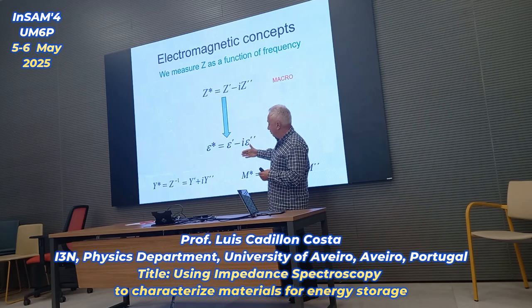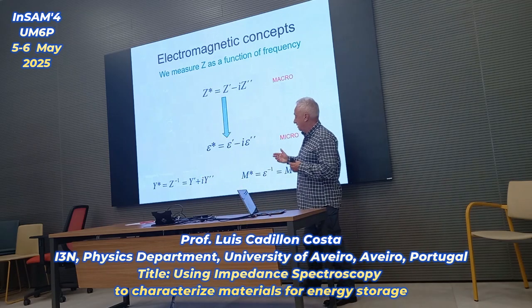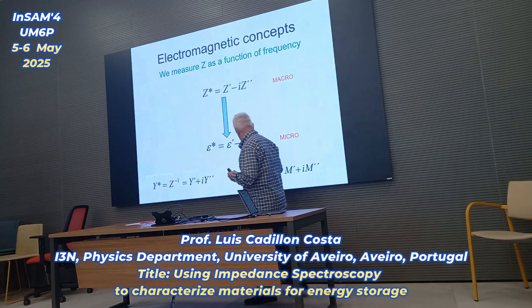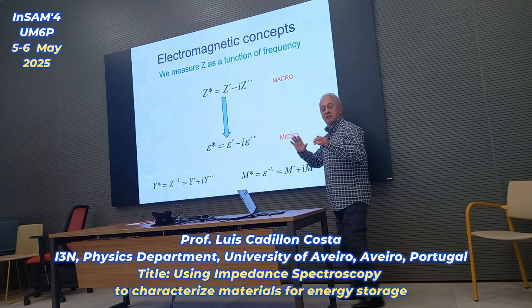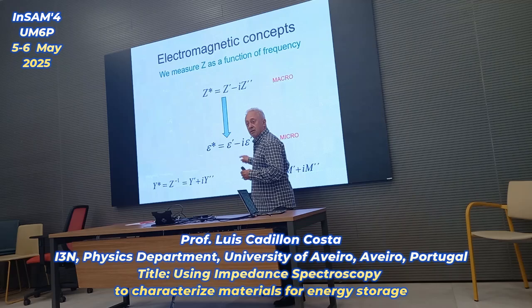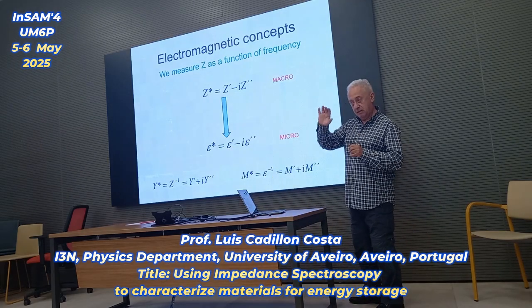We can also calculate other quantities: the inverse of the impedance, which we call admittance, and the inverse of the permittivity, which we call modulus. So from one measurement you can have four different quantities, all of them complex numbers, with a real part and an imaginary part.